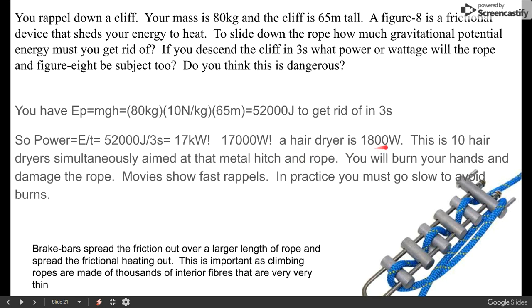A hair dryer is 1,800 watts. This is the power equivalent of 10 hair dryers simultaneously aimed at the metal hitch in the rope. You're going to burn your hands and damage the ropes. Movies show fast rappels, and in practice, no. You've got to go slow to avoid burns and destroying the rope. For people that are rappelling long distances, they often switch to this thing called a brake bar, which spreads the friction and damage on the rope over quite a bit and dilutes the heating so the rope isn't damaged as much.